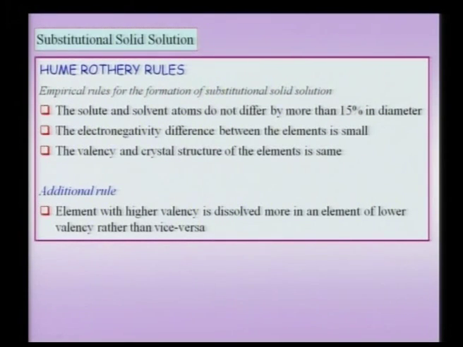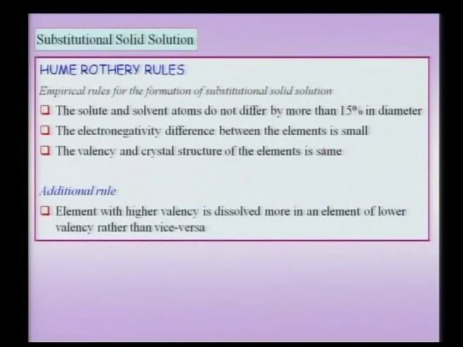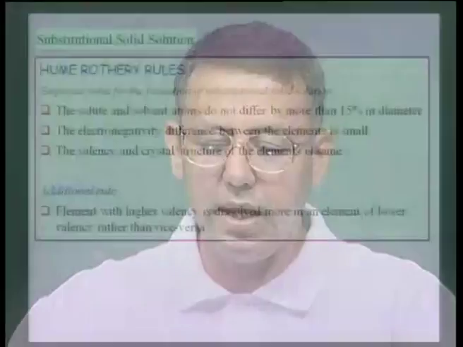The second rule says the electronegativity difference between the elements is small. This is again easy to understand. If there is an electronegativity difference which is very large, then there would be a tendency to form compounds and not form solid solutions. Again, the valency and crystal structure of the elements are the same. So, the closer the valency and the crystal structure, the greater would be the solid solubility. Now, this is again easy to understand. What these rules are in other words saying is that like dissolves like. So, if you have elements which are very similar in size, in valency, in crystal structure, then the solid solubility would be extensive.